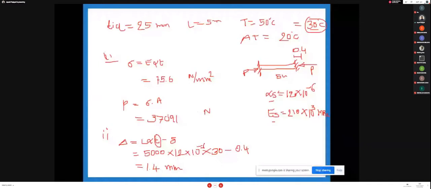So d square 25. I am getting the same one. So roll number 27, just correct your answer. It is correct.